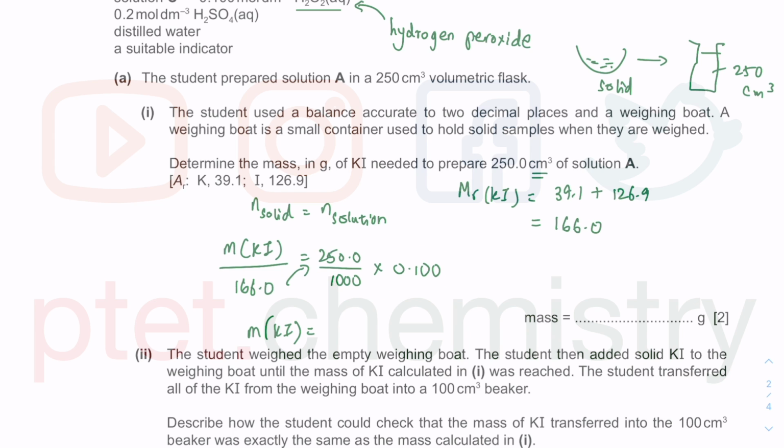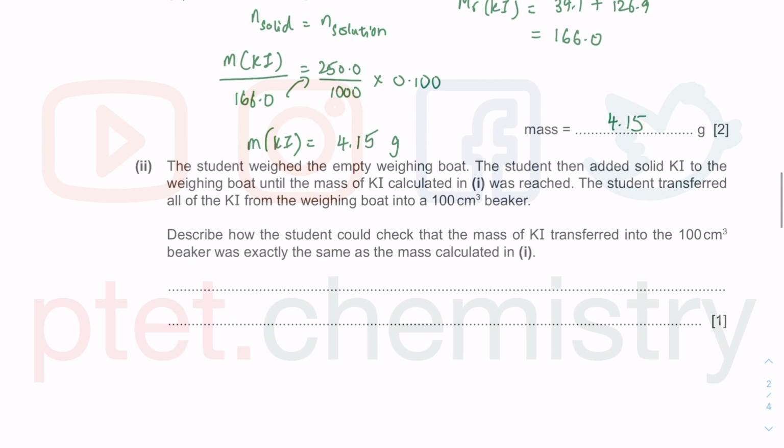So the mass of KI, well, you can bring up the 166.0. It's going to be multiplied by this whole thing because of the underlying mathematics, which is very difficult for me to explain because it's all mathematics, and primarily something you have done in primary school, lower secondary, and these kind of skills bring it up to upper secondary. Remember here, if you read the question carefully, the mass balance measures up to 2 decimal place. Now the student weighs the empty weighing boat. So you have a container that you use to weigh the solid. Then you add the solid KI to the weighing boat until the mass was reached. Transfer all of the KI from the boat into the beaker.